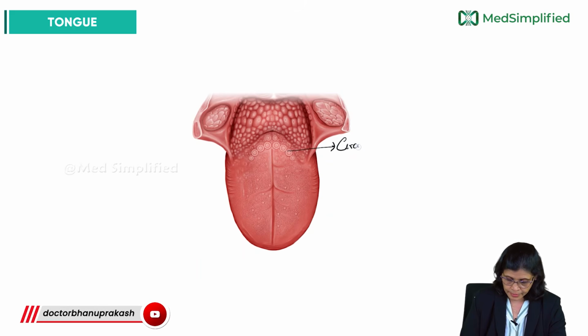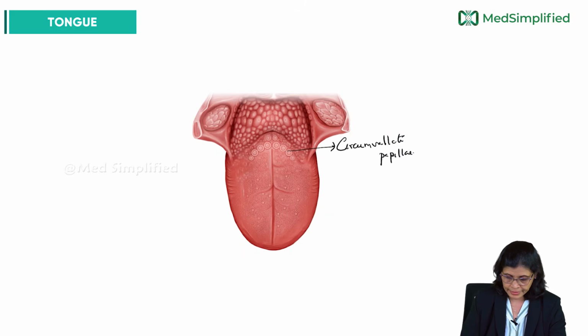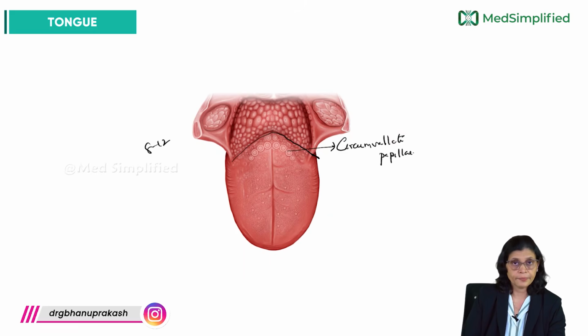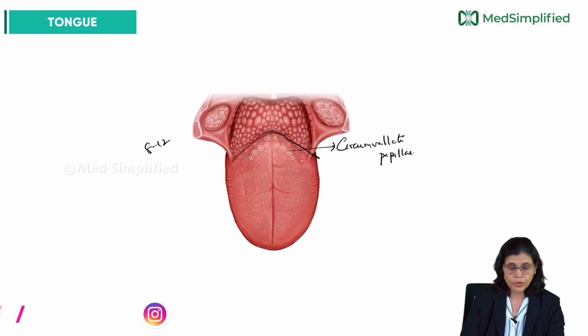Circumvallate papillae. These circumvallate papillae are about 8 to 12 in number, and they are arranged in a V-shaped row in front of the sulcus terminalis. So in front of this sulcus terminalis, we see this large papillae, which we call the circumvallate papillae. Then we have the filiform papillae.